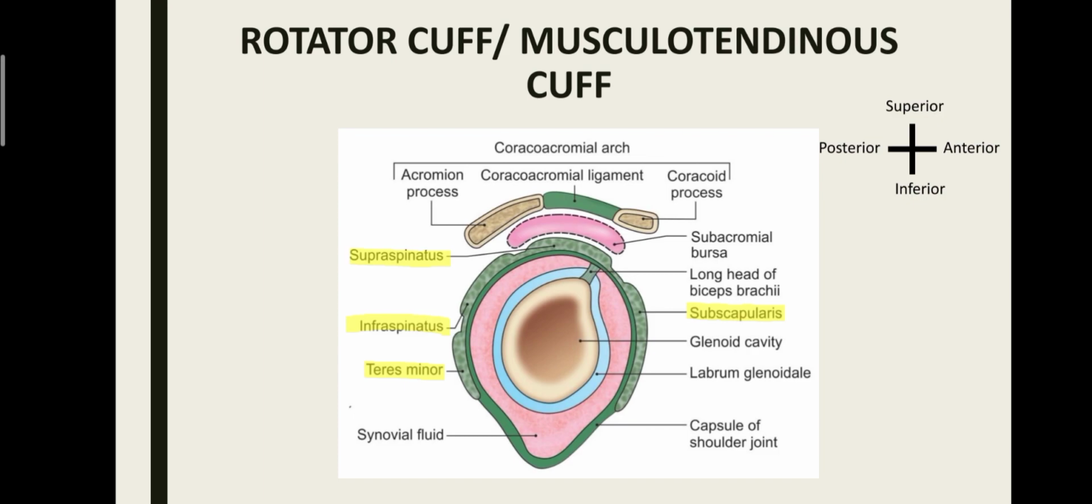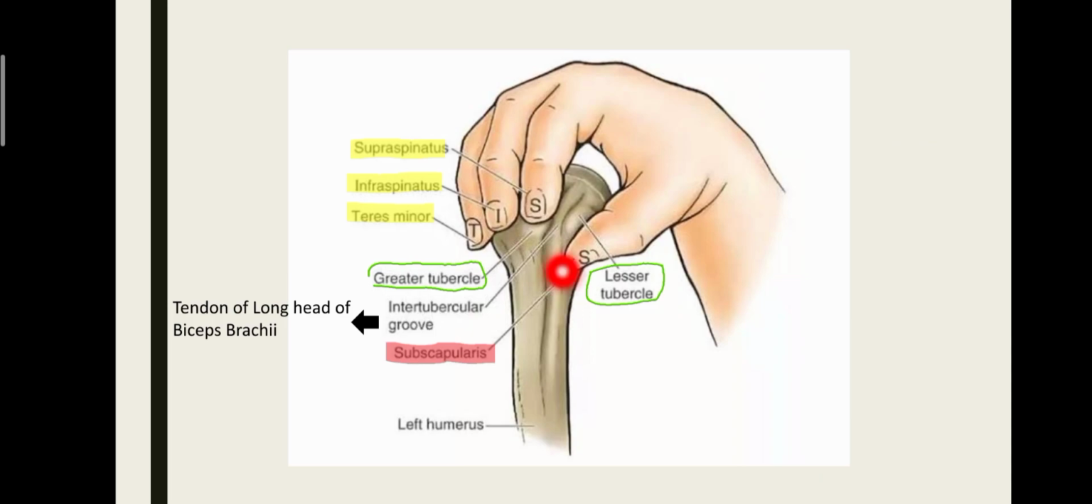Okay, so these are the 4 muscles that form the rotator cuff, and these 4 muscles, the SITS muscles, get inserted into the tubercles of humerus bone. Okay, so this is your greater tubercle and lesser tubercle, right? And this is your intertubercular groove or the intertubercular sulcus. So SIT, these 3 muscles get inserted to the greater tubercle of humerus. Okay, supraspinatus, infraspinatus and teres minor, in the same order they get inserted to the greater tubercle, and the subscapularis gets inserted to the lesser tubercle.